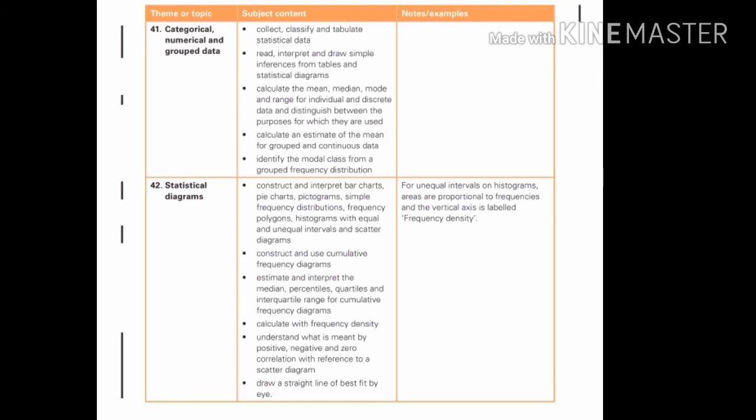Last but not the least, chapter number 42 includes statistical diagrams. Construct and interpret bar charts, pie charts, pictograms, simple frequency distributions, frequency polygons, histograms with equal and unequal intervals, and scatter diagrams. Construct and use cumulative frequency diagrams. Estimate and interpret the median, percentiles, quartiles, and interquartile range for cumulative frequency diagrams. Calculate with frequency density. Understand what is meant by positive, negative, and zero correlation with reference to a scatter diagram. Draw a straight line of best fit by eye.